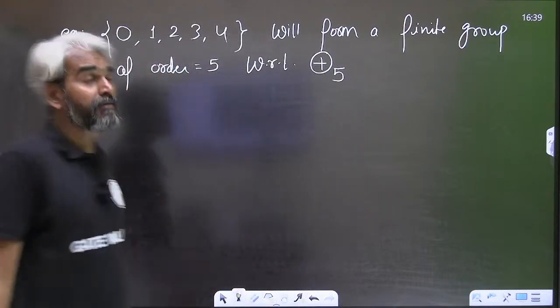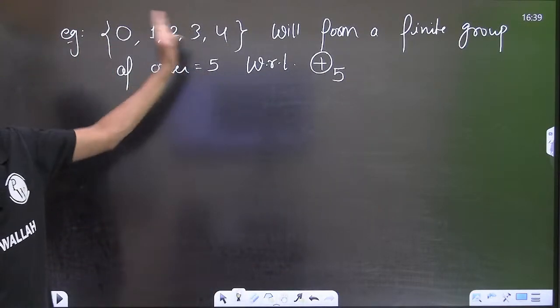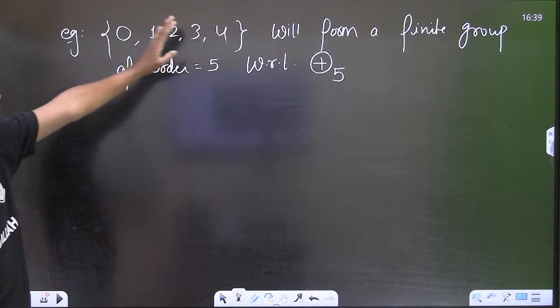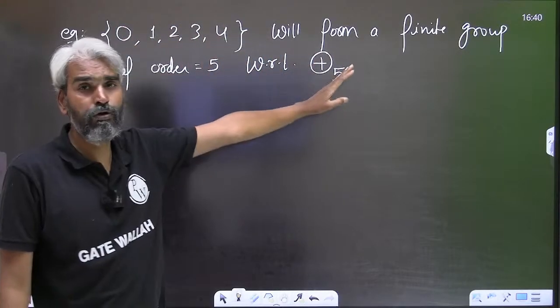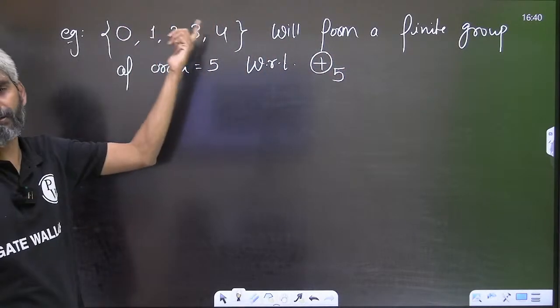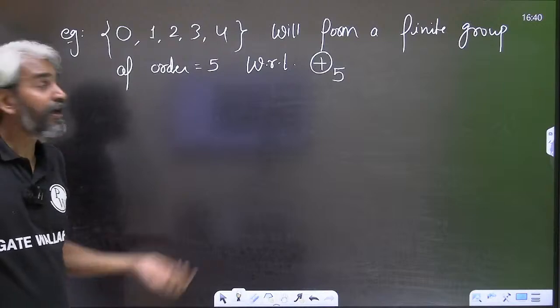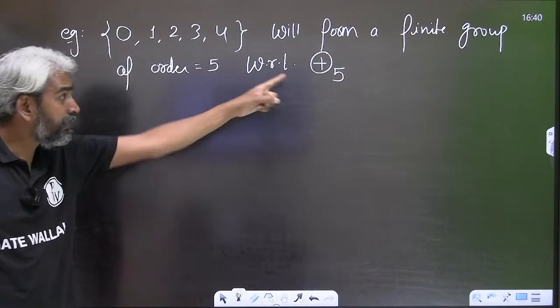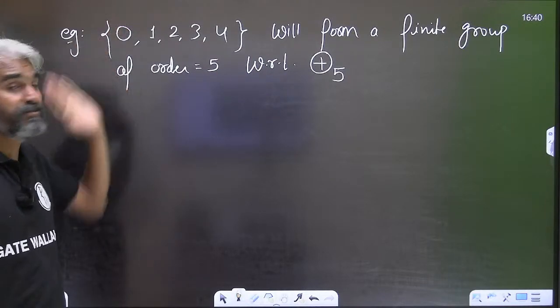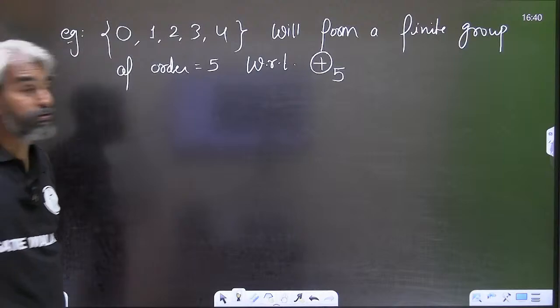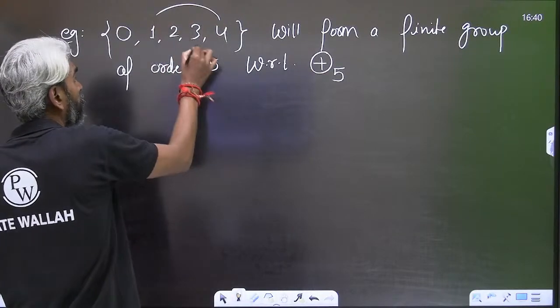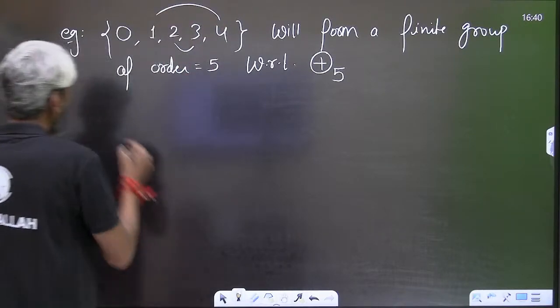Do check that. This will be closed, in whatever order we perform the binary operation addition modulo 5 on any two elements of this set, it will remain closed. So it is closed. The operation is associative. The identity with respect to addition modulo 5 will be 0. The inverse of 0 will be 0. The inverse of 4 will be 1. The inverse of 2 will be 3.